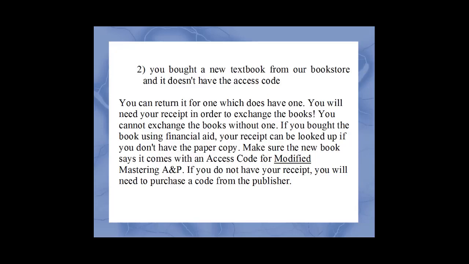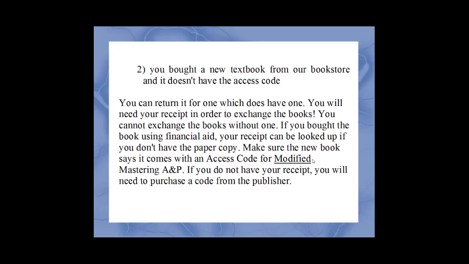Make sure that when you're getting the new book, it says Modified Mastering A&P. If it doesn't have the word modified in it, then you're getting something different. So you must be using Modified Mastering A&P. If you don't have the receipt, then you must buy an access code from the publisher directly. There's no way I can get around that. But if you use financial aid to buy it, your receipt can be looked up.